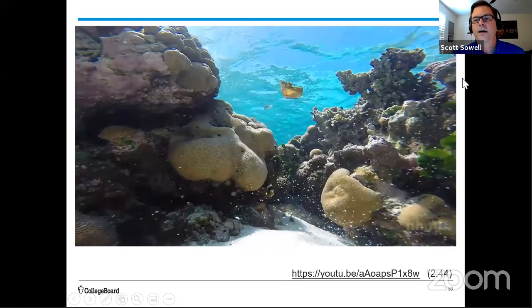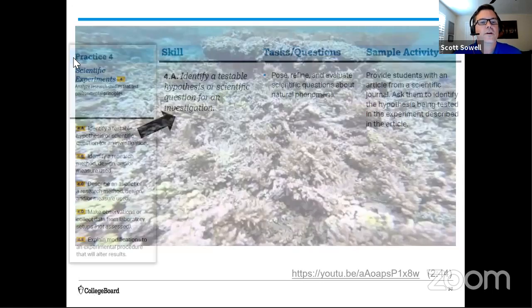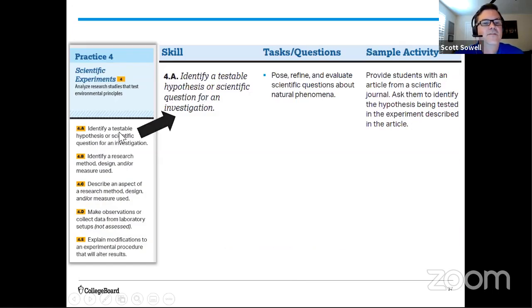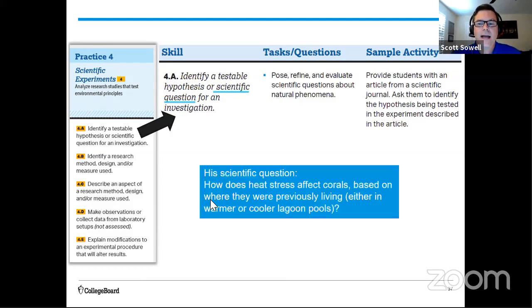So let's see if we can analyze that a little bit. For the first part of this science practice, it says identify a testable hypothesis or scientific question for an investigation. So let's think about the scientific question. Take 15 seconds or so and think to yourself, what was the purpose of that experiment? What question was he trying to answer? The way I wrote it was, how does heat stress affect corals based on where they were previously living, either in a warmer pool or a cooler pool?